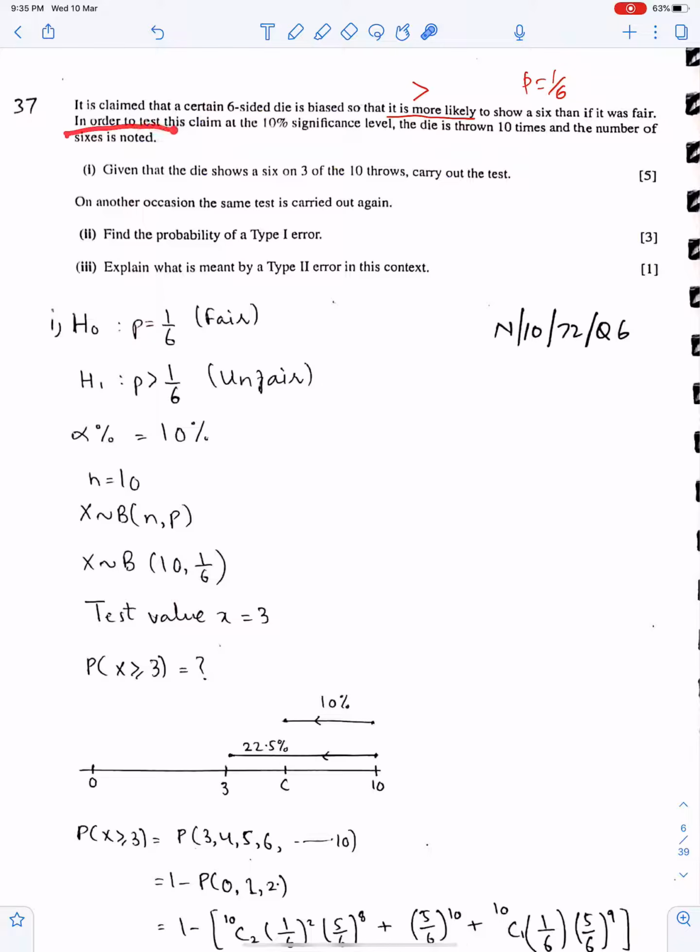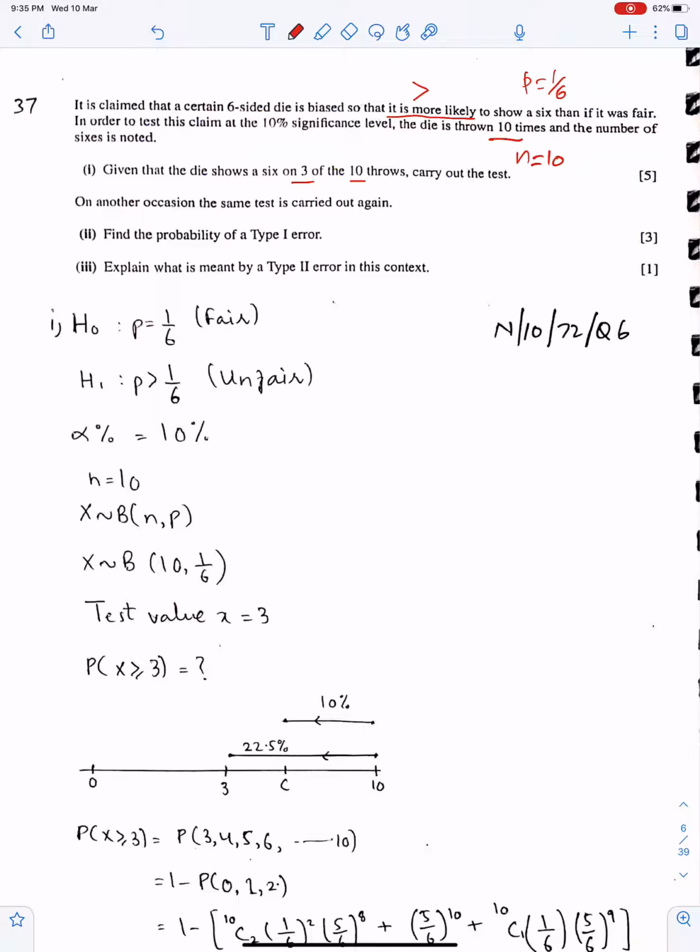In order to test this claim at the 10% level of significance, the die is thrown 10 times. This is the value of n of the binomial. And the number of 6s is noted. So this distribution is binomial with n equals 10 and p equals 1 upon 6. We always use the value of H naught here. Now the test value is 3. Carry out the test.